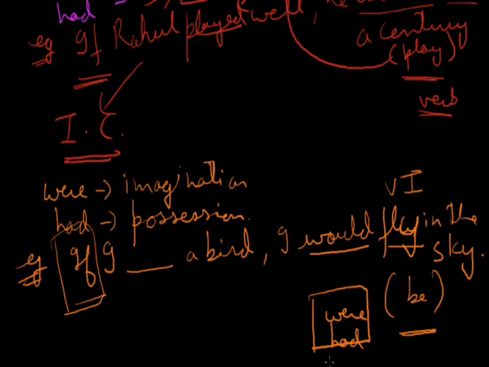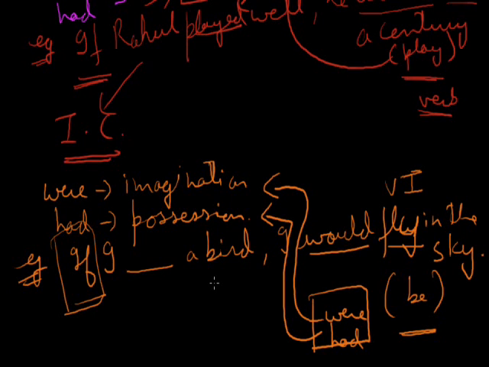Now when to use were and when to use had. This I discussed earlier also, that we will use were with some imagination, and we will use had with some possession. Now coming to the sentence, if I dash a bird. If I show some possession, what I will do is, if I had a bird. If you go with that sort of sentence, it doesn't make any sense. Why? Because if I had a bird, that means if I had been an owner of a bird, so I would fly in the sky. So it doesn't make any sense.